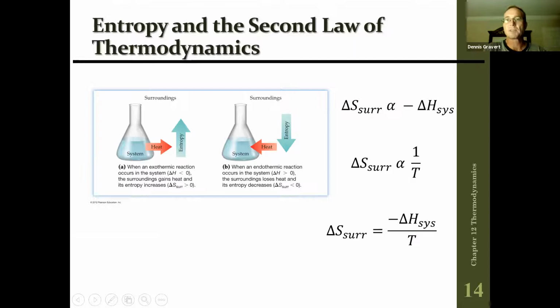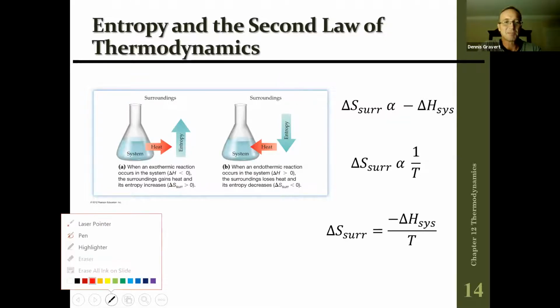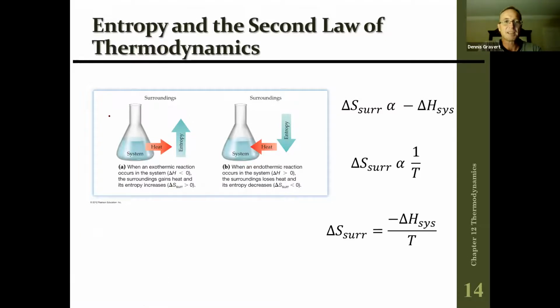Okay, so we got a couple things on the screen here. We got delta S of the surroundings, and that little alpha means proportional. Let me put a couple other ideas up here. If you're not familiar with proportional, here's the idea. If you go to work and you get a paycheck, you could say your income is proportional, that's a little alpha there, to the hours worked, right? So the more hours you work, the more income you get. It's directly proportional.